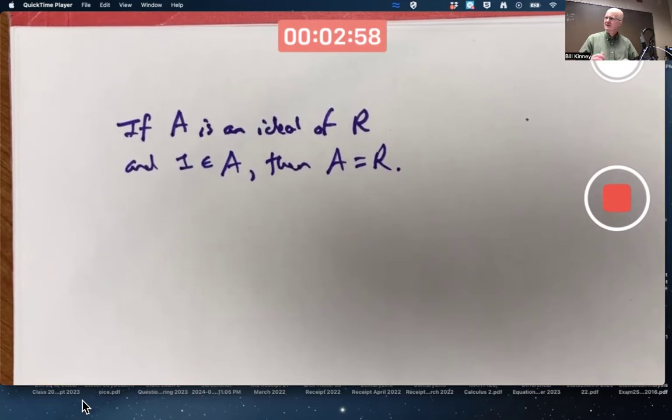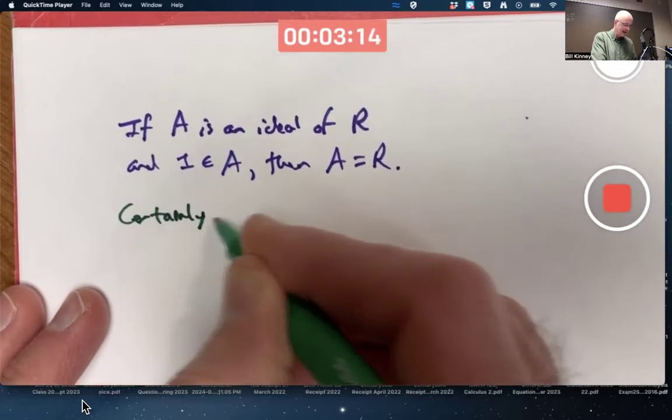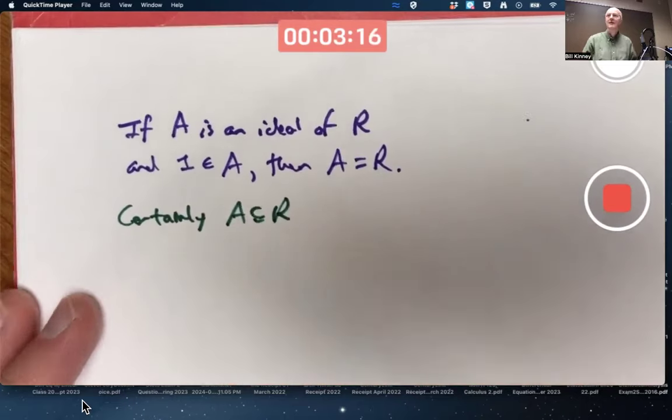Kind of a weird result. If this one element is in R, if the unity, this one element, is in A, then A equals all of R. But certainly, A is a subset of R, right?